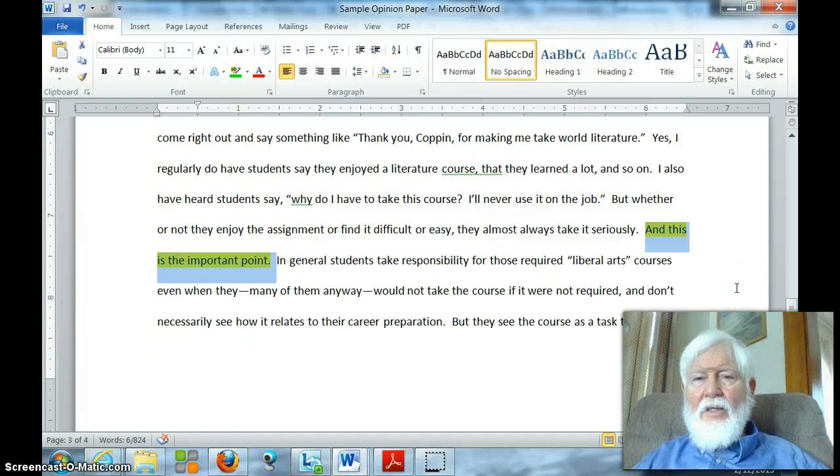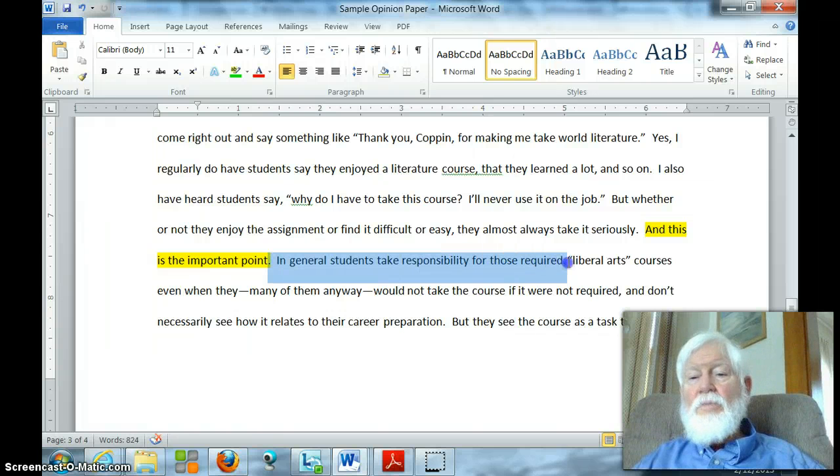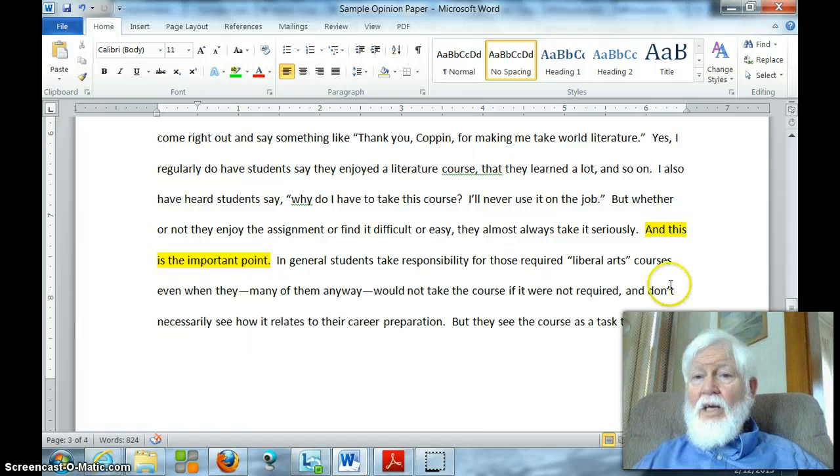Structure of an essay. Make your main point clear. This particular writer, namely myself, is making his main point clear by coming right out and saying, here's the important point. In general, students take responsibility for those liberal arts courses. What have we done then? We've followed the general essay format. We announce a topic. We develop that topic. We narrow it down. All right? We come to a conclusion. We come to a main point or a thesis, if you will.